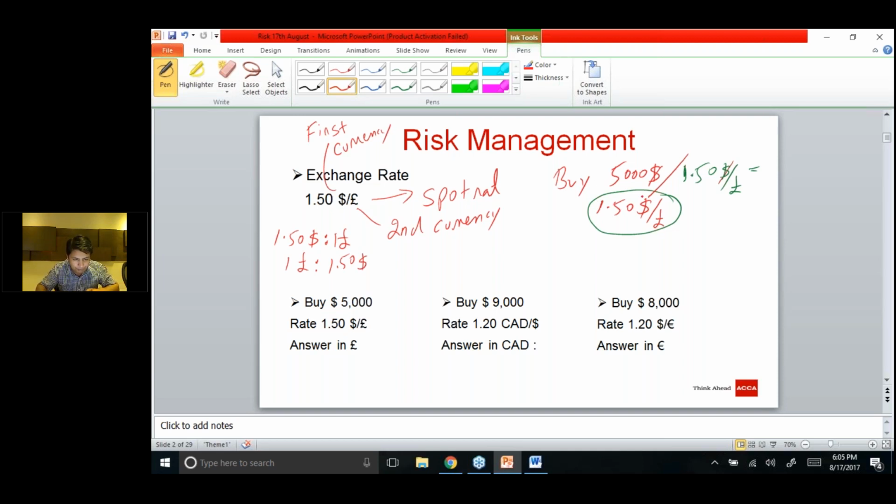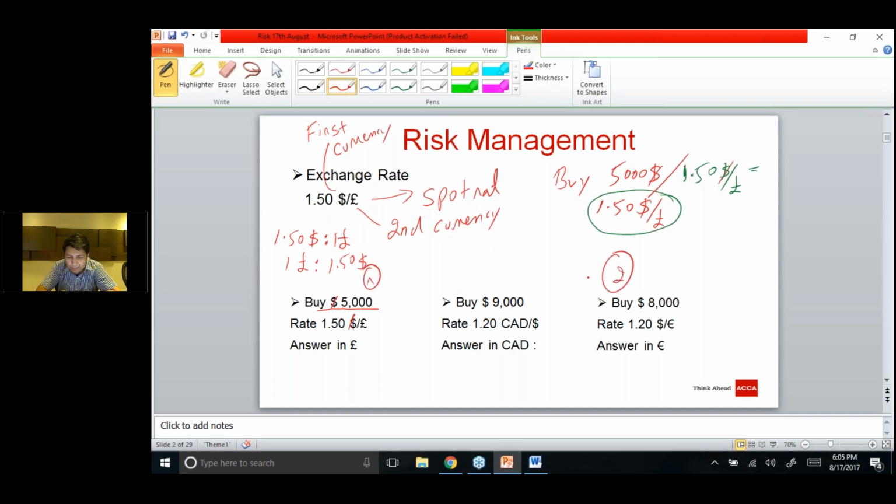Let's clear it with these examples. Let's suppose you want to buy dollars, $5,000, and the rate is $1.50 over pound. As dollar is the same currency, you are going to divide by this exchange rate. Dollar and dollar will be cancelled out and the answer will be in pound. This was the first example.